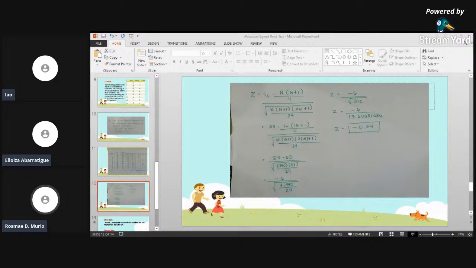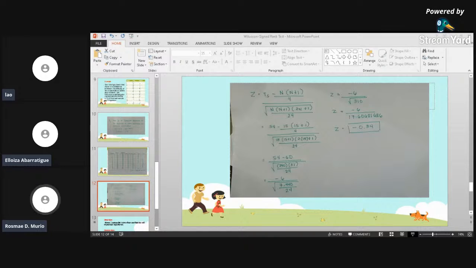So, i-multiply po natin si 240 times 31, so 7,440 over 24. And next po, we will divide po ang divisor natin. So 7,440 divided by 24, so 310. Bakit po namin nakuha tong si 17.60? Dahil nga po, square root lamang po natin yan ng 310. So, ang negative 6, copy lang po natin yan.